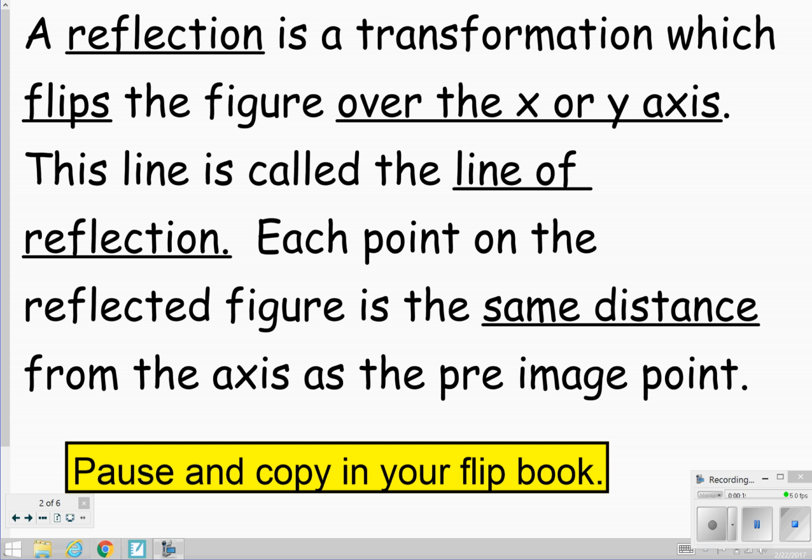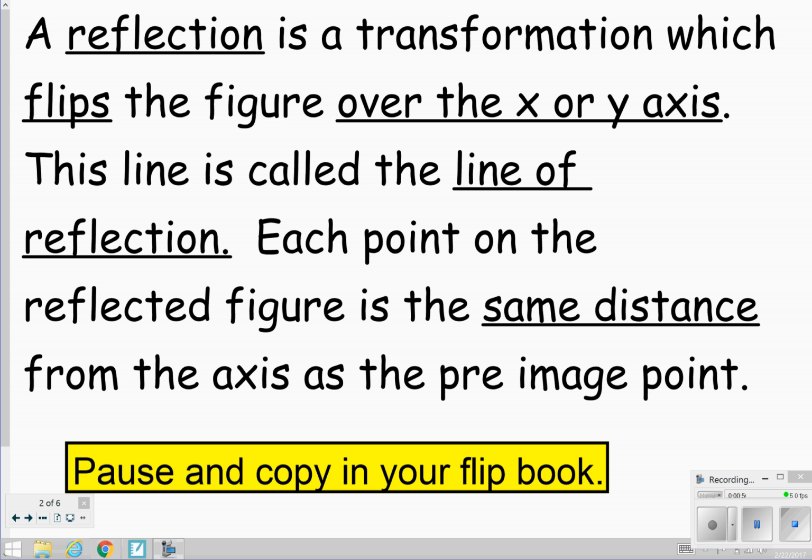So a reflection, if you remember from your art classes in elementary school and even in middle school and high school, a reflection is a transformation that flips over something. It's the mirror image of something that you've been looking at. So in this case, we're going to talk about flipping your shape over the x-axis or the y-axis or some sort of horizontal or vertical line. This line that we're going to flip over is called our line of reflection, kind of our line of symmetry, but it'll be the line at which we flip the shape over.